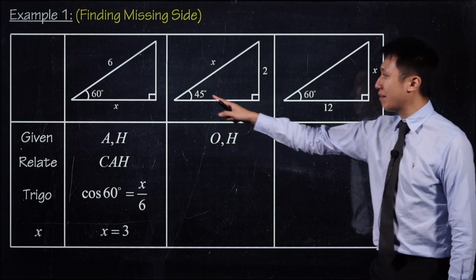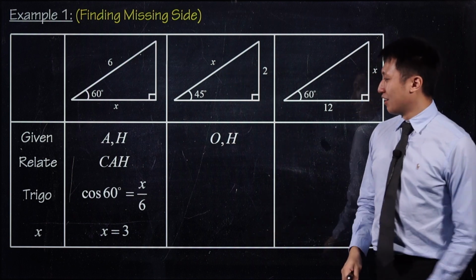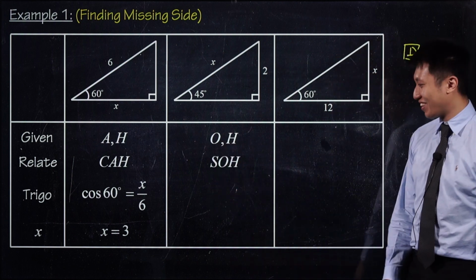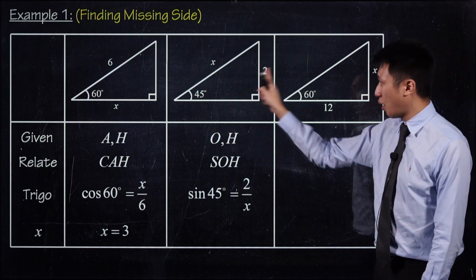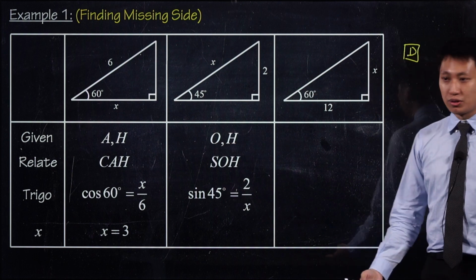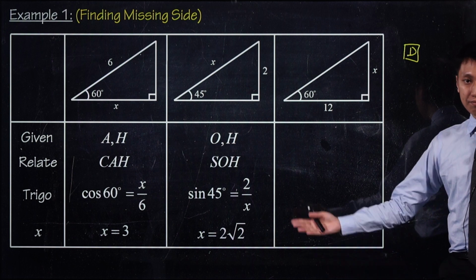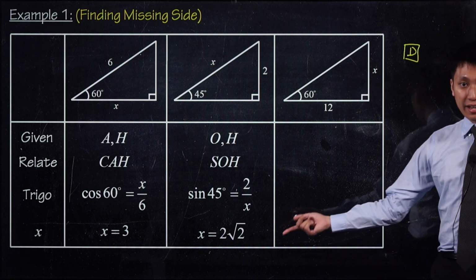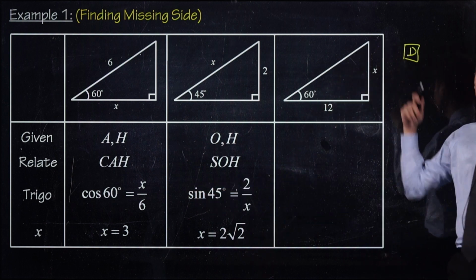You have the opposite and you have the hypotenuse. So S-O-H. Sine is opposite divided by hypotenuse, so 2 over x. Then sine 45 is square root 2 over 2. So you get x equal to 2 over that, which is 2 square root 2. You can get this one, right? You can press the calculator for sine 45. Make sure it's degree, D.